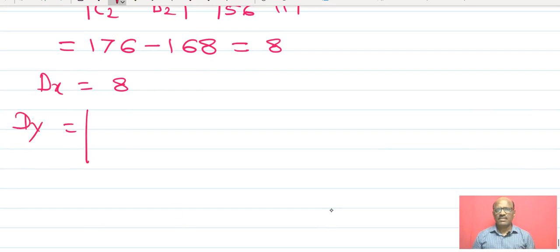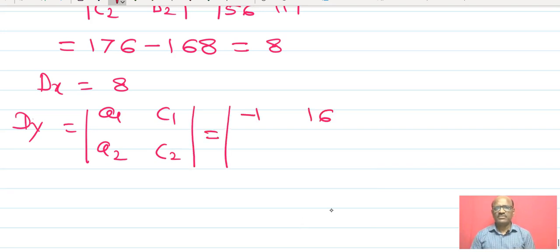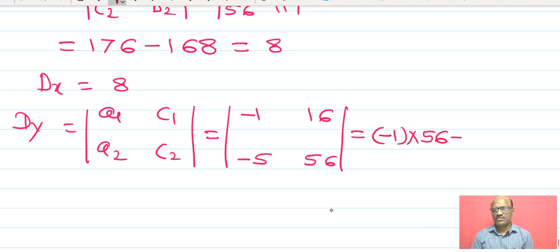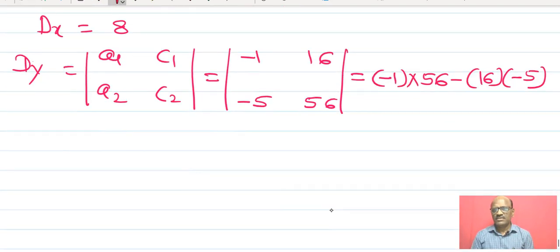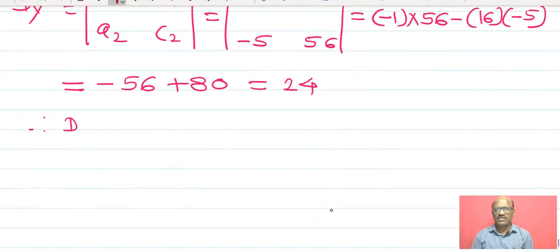Therefore, d suffix y is equal to a1 c1 a2 c2. Substitute the values. That is minus 1, 16, minus 5, 56. Multiply: minus 1 into 56, minus 16 into minus 5. Therefore minus 56 and minus will become plus 80. That is 24. Therefore d suffix y is equal to 24.